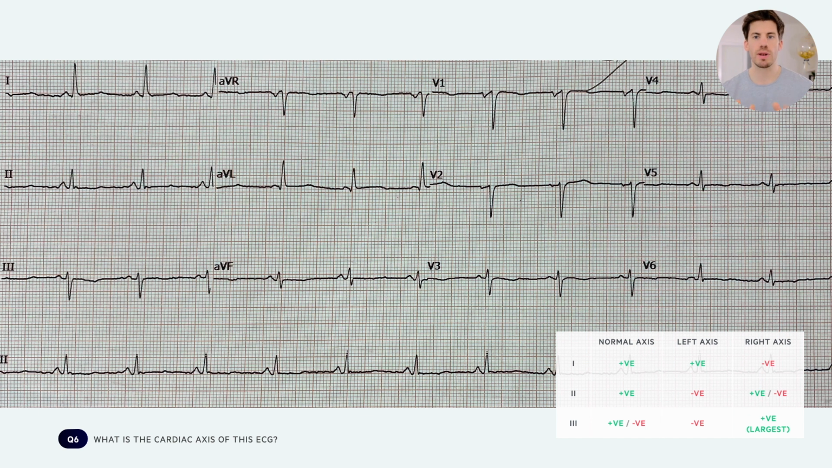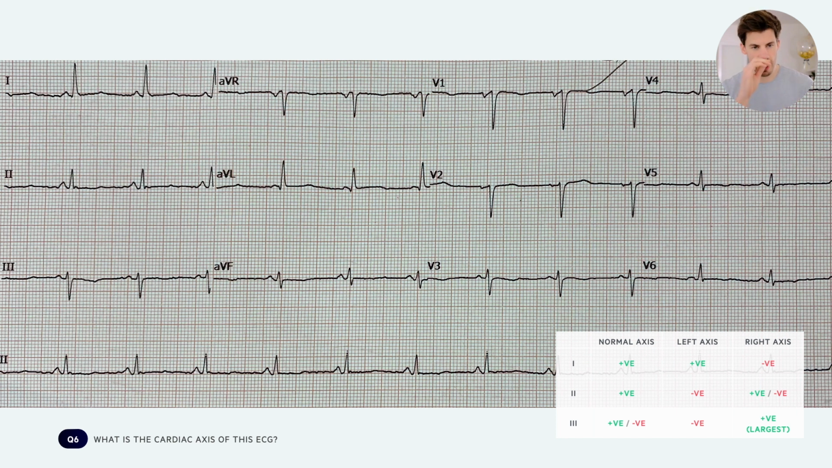Okay, so it's predominantly positive. So that's a positive lead. We then look in lead 2 at the QRS complex. Again, it's predominantly a positive lead because we have an upward deflection. There's no real downward deflection. So this is predominantly a positive lead.